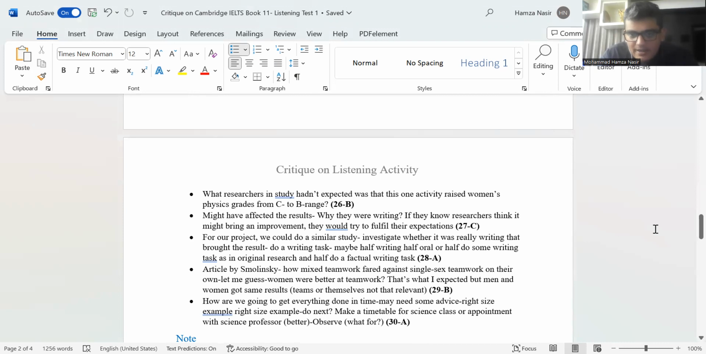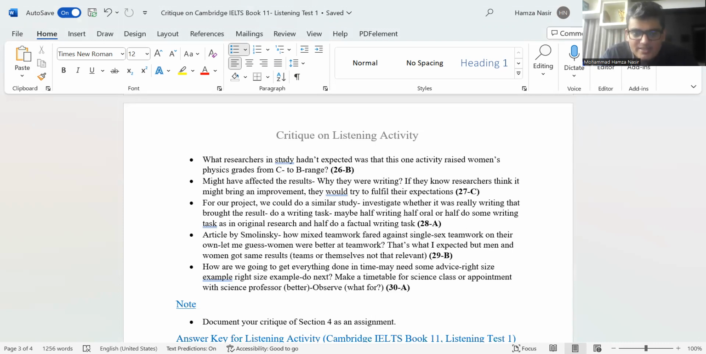Then if you look at 27, it says Greg and Lisa think Miyake's results could have been affected by... What do you think were the factors that could have affected the researcher Miyake's results? Now, why they were writing: if the students know researchers think it might bring an improvement, they would try to fulfill their expectations. So see, the information the students were given, as in why are they writing it? What was the information? That is our answer to question 27. That is C.